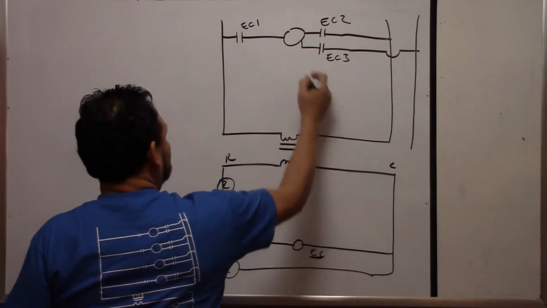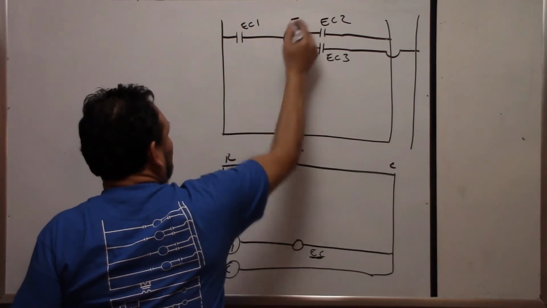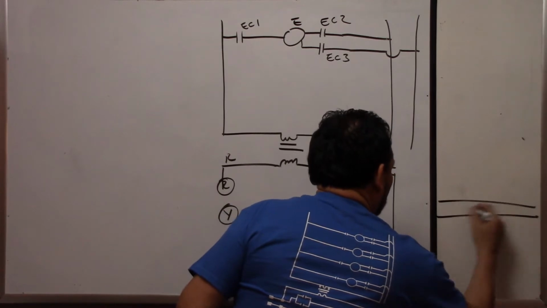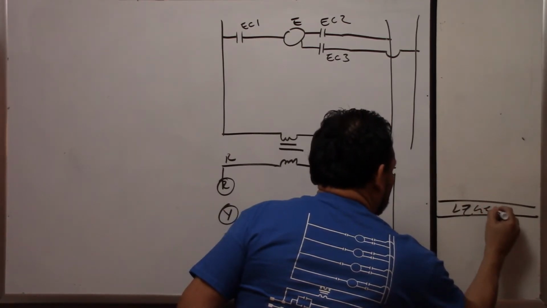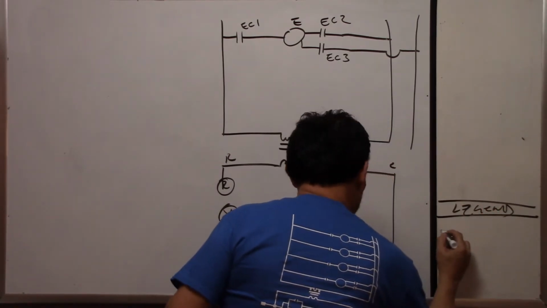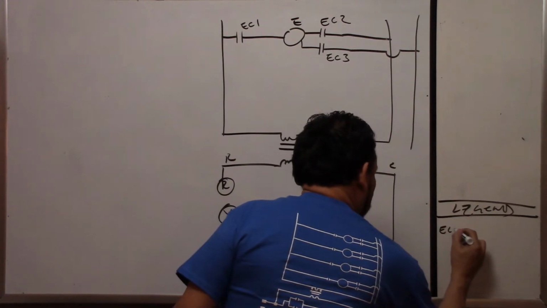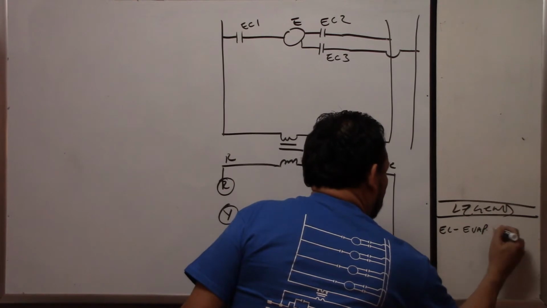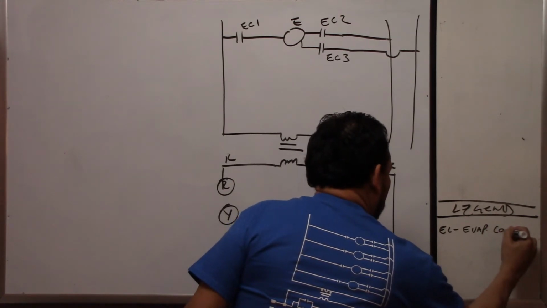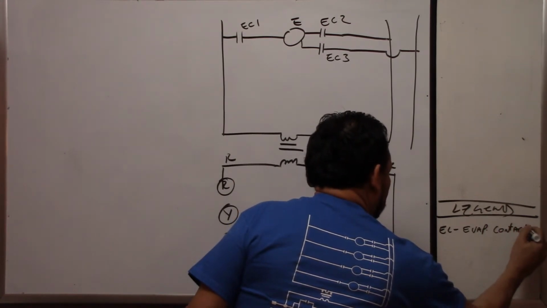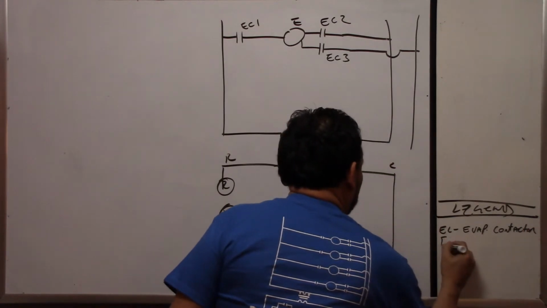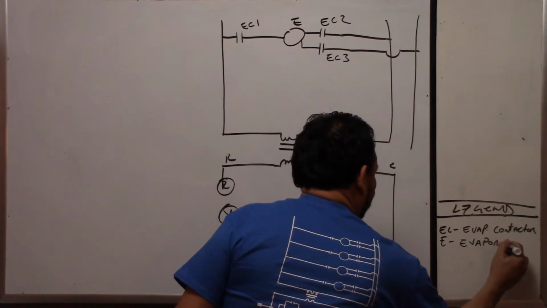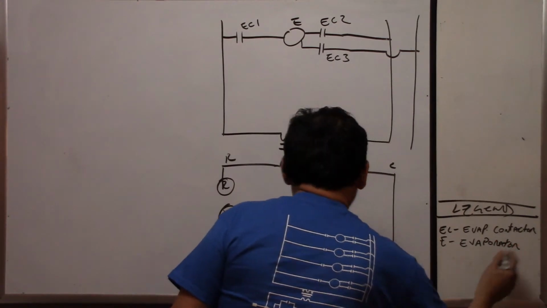Okay? And on your legend here before, you have EC, which will be your evaporator contactor, okay? And then you have your E, here's your evaporator. Okay, so evaporator.